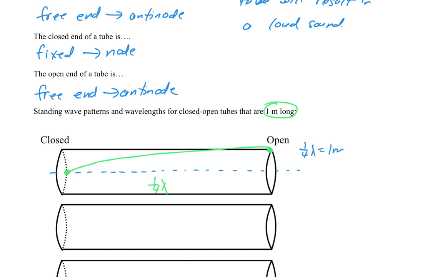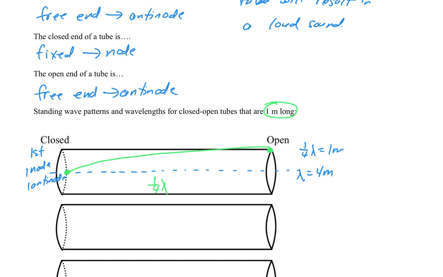Then algebra, I can solve for that lambda just like I would have solved for x in my math class. I can solve for lambda and say, well, that means lambda must be 4 meters. So now I know the length of that wave. Only 1/4 of it fit into the tube, but it still set up a standing wave. So that's how we're going to do those problems. I can see that the first pattern has one node and one antinode.